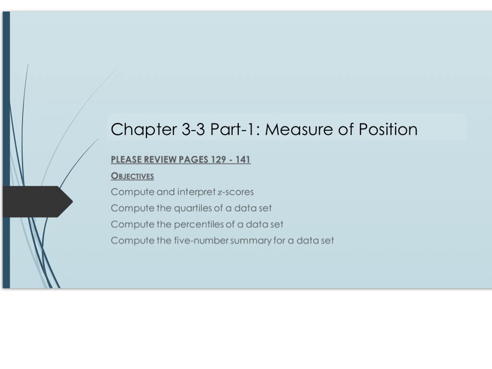In this chapter, we're going to measure position of the values in a data set. This is called non-parametric statistics. We're going to compute and interpret z-scores. We're going to compute the quartiles of a data set, and we're going to compute the percentile, and finally we're going to talk about the 5-number summary.